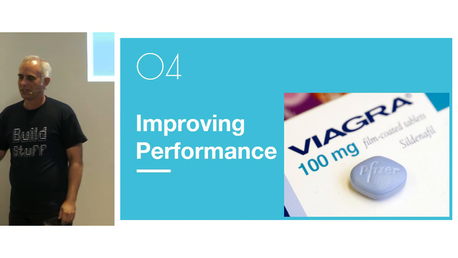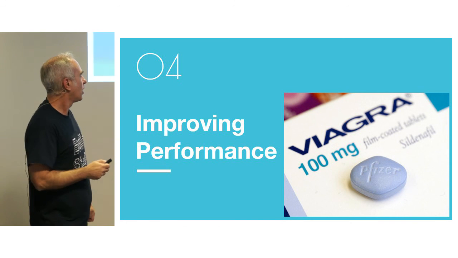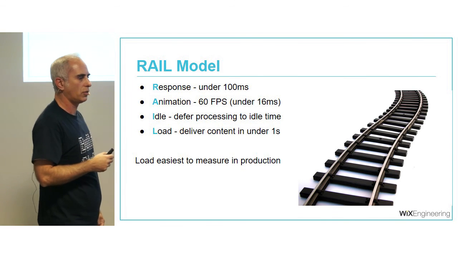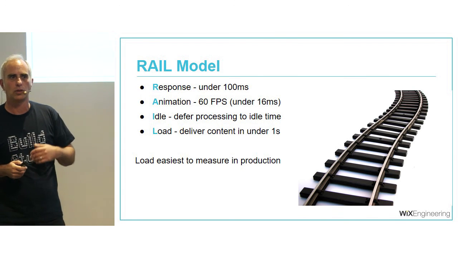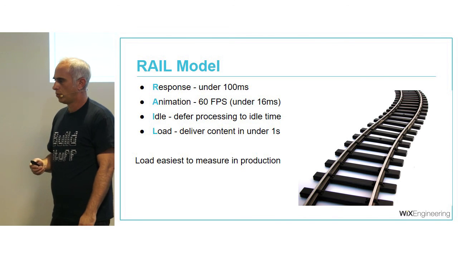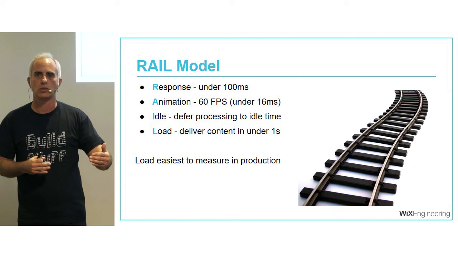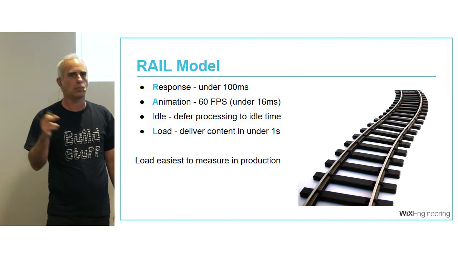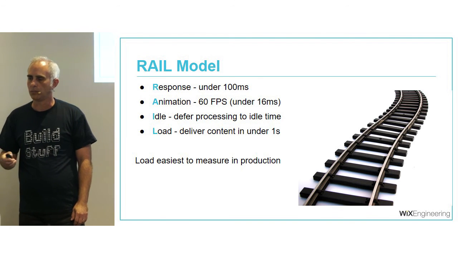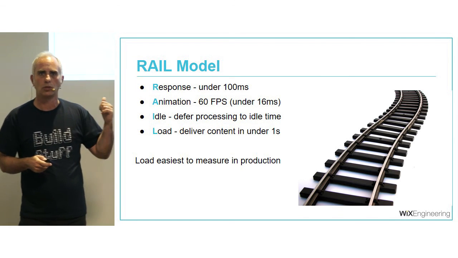Okay. So let's talk about improving performance, because we all like to improve our performance when it counts. I'm really in favor of the RAIL model, which is a model that Google is promoting for measuring and improving performance. RAIL basically stands for response, which is how quickly the web app responds to some user interaction. The user clicks a button, drags, hovers, whatever. You want that to be under 100 milliseconds.